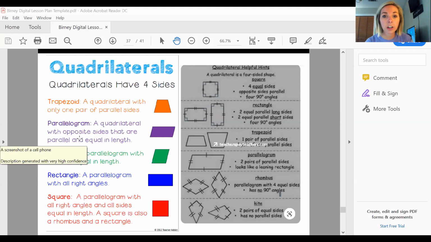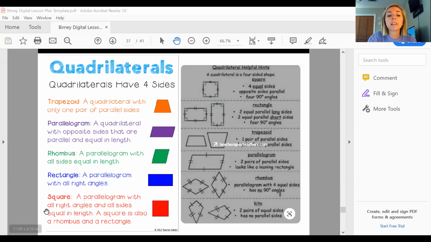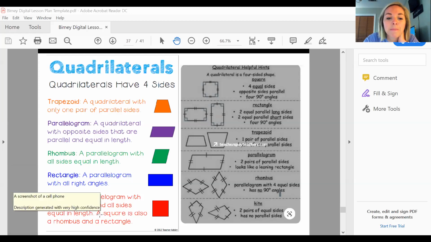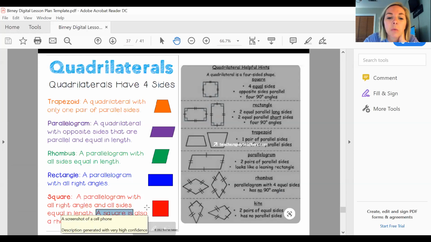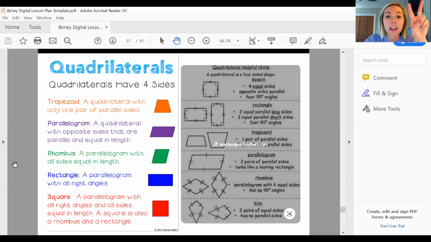I'm going to show you the anchor chart in a video by what I mean next. So a square is a parallelogram with all right angles. So a square has right angles. That's what makes it very, very unique. All sides are equal, but it says right here, this is the sentence that gets me. It says a square is also a rhombus and a rectangle. So a square is a rhombus and a rectangle. What do I mean by that?